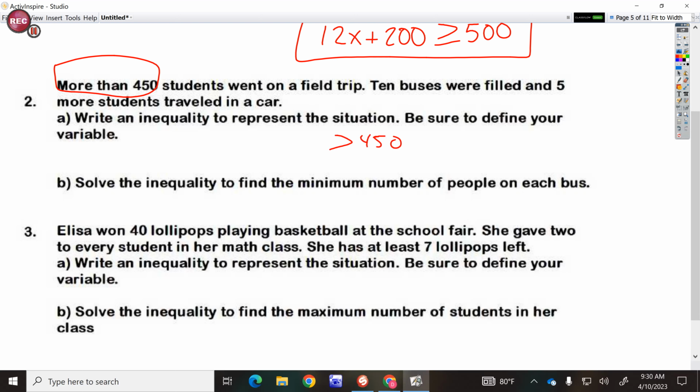Now, let's figure out which one takes a variable. This one says 10 buses were filled. This one says 5 more students traveled in a car. Does it say how many cars? No, it's just 5 students that went in a car. 5 is a number that doesn't have a variable.